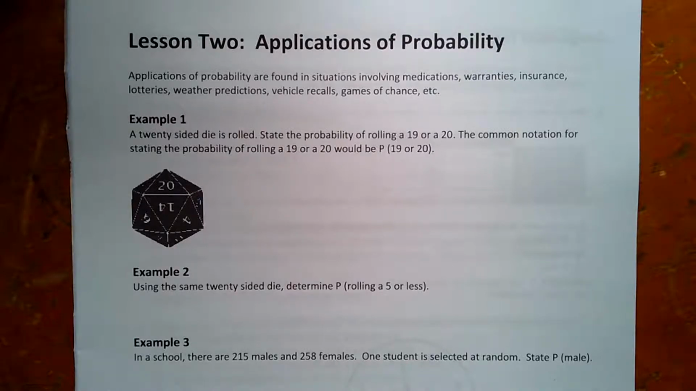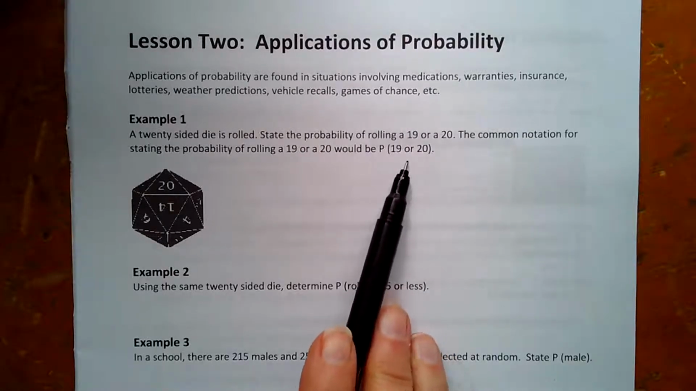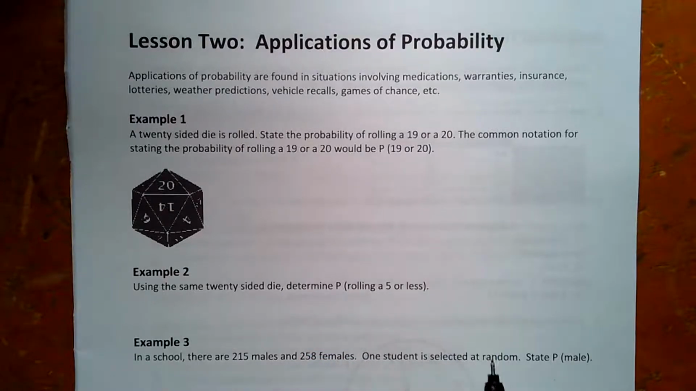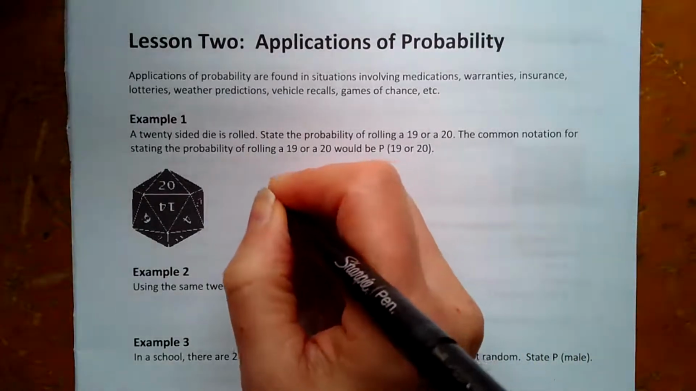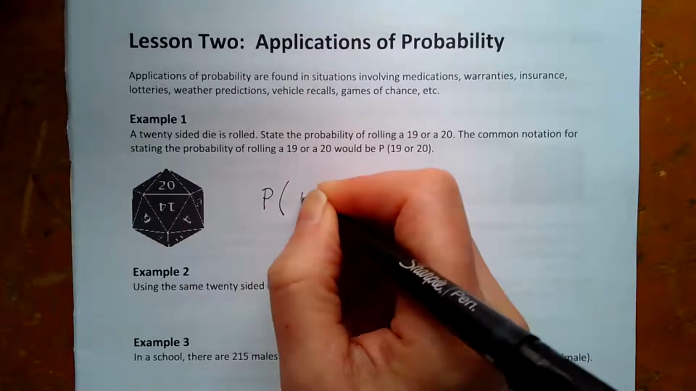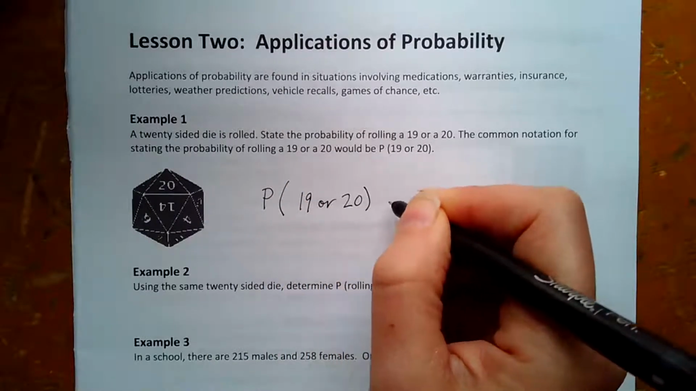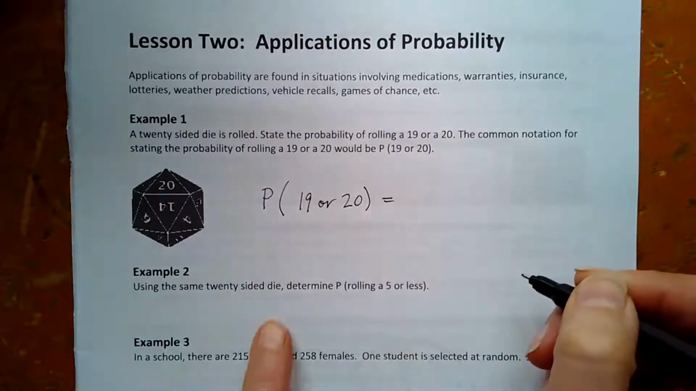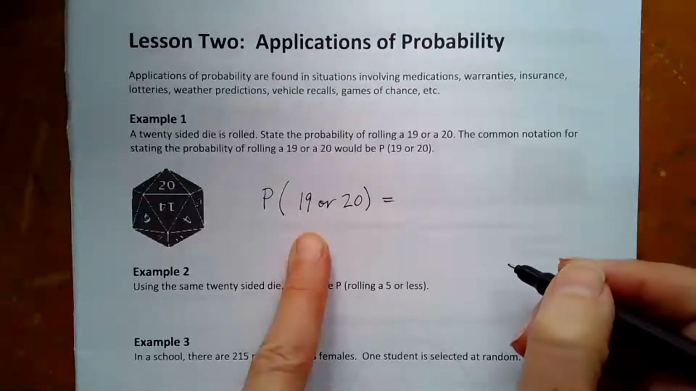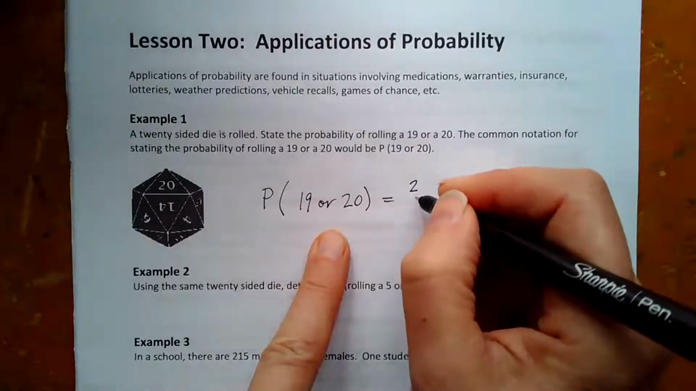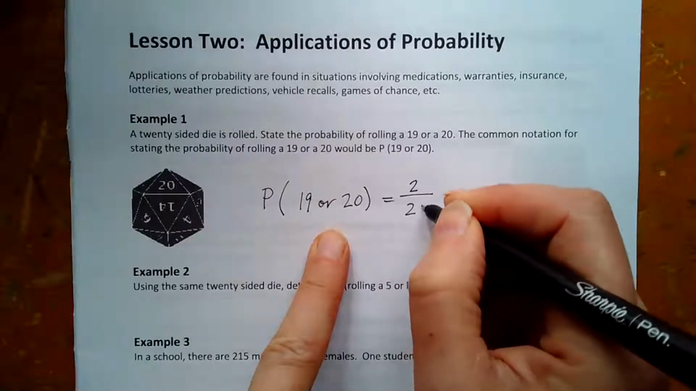Okay, the common notation for stating the probability of rolling a 19 or 20 would be P(19 or 20). I already started using this notation in the first lesson. So I would record my answer as the probability of rolling a 19 or a 20. Well, how many sides have the number 19 or 20? 2, right, out of a total of 20.